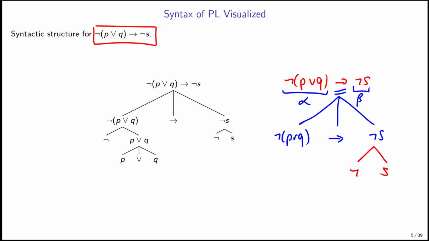On the left side, I have not (P or Q). So this right here is sort of like my alpha. It is a complex well-formed formula, and I'm attaching a negation to it. So I can split this up into not and then P or Q. At this point, P or Q is a simple form. It has P, it has Q, it has a connective joining them. So I can split it up into three different branches, P, OR, and Q. So that's how we can draw a syntactic tree for a well-formed formula in propositional logic.